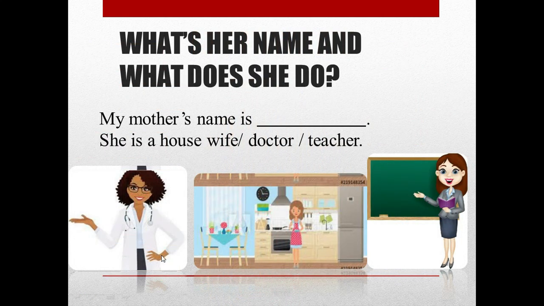So what is the first point? The first point is her name and what she does. First, you are going to tell the name of your mother. My mother's name is dash. Then the profession. If she doesn't do any job, you will say that she's a housewife, or she's a doctor, a teacher, or an engineer. Whatever she does, you are going to write about that.